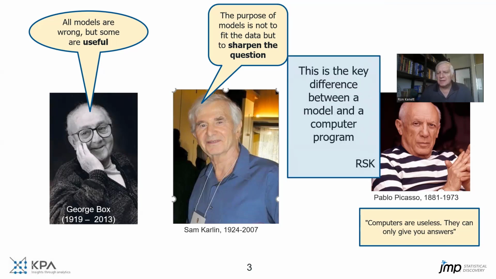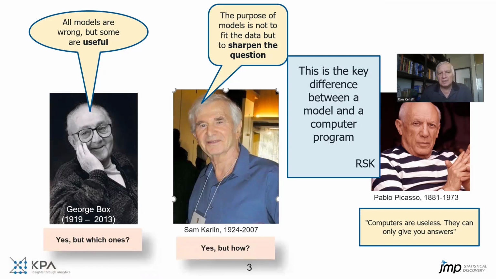My take on this is that this presents the key difference between a model and a computer program. So I'm looking at the model from a statistician's perspective, dealing with Box's famous statement: yes, okay, some are useful, which ones? Please help us. What do you mean by some are useful? It's not very useful to say that. And going to Karlin, sharpen the question. Okay, that's a good idea. How do we do that?